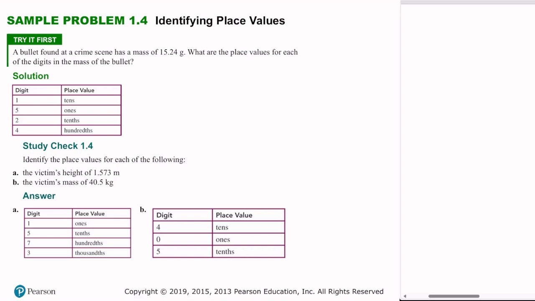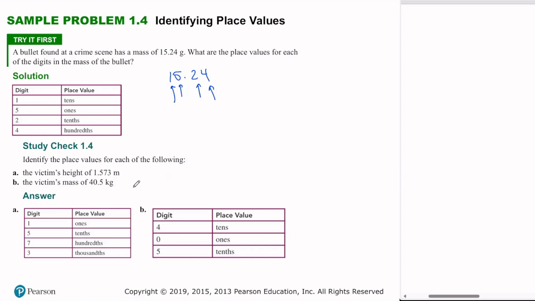Next, let's identify place values. A bullet found at a crime scene has a mass of 15.24 grams. What are the place values for each of the digits in the mass of the bullet? Okay, 15.24 grams. The 5 is in the ones place, the 1 is in the tens place, the 2 is in the tenths place, and the 4 is in the hundredths place.